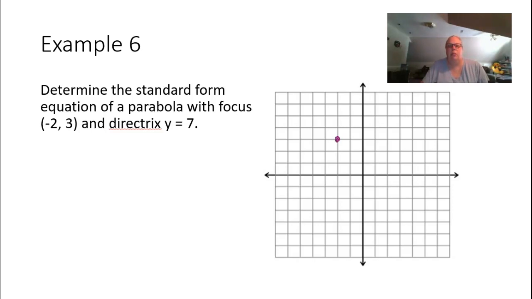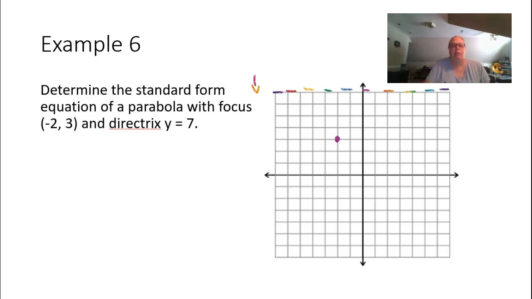The directrix is at y is equal to 7. So you got 1, 2, 3, 4, 5, 6, 7. So we're looking at this line right here. Now, what this tells me is that our parabola is actually going to be opening down. And I know this because remember I told you the focus has to be in the interior of the parabola. And the directrix, of course, is going to be behind the parabola. So we've got that taken care of.